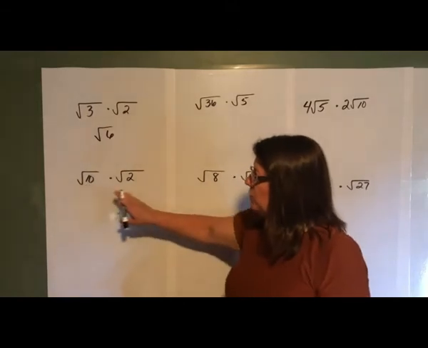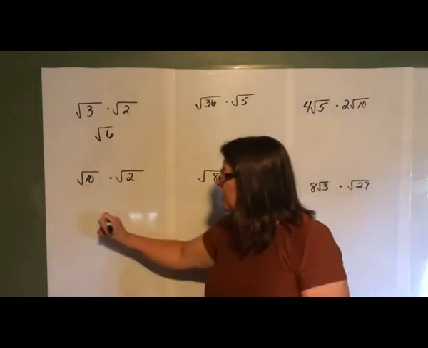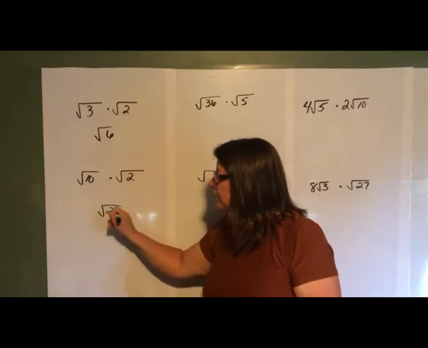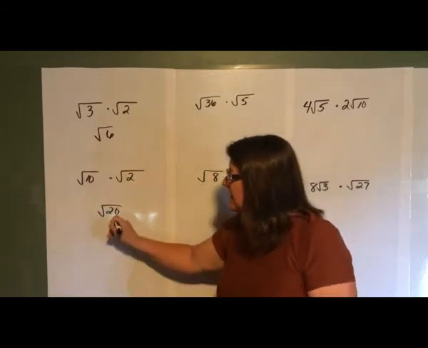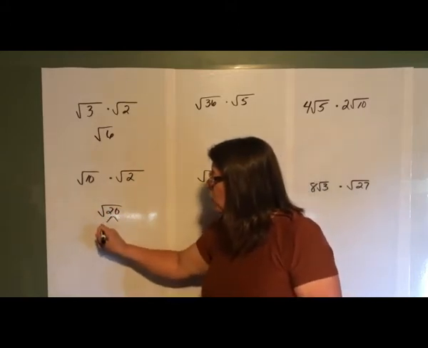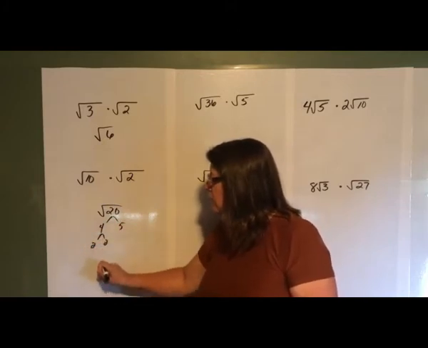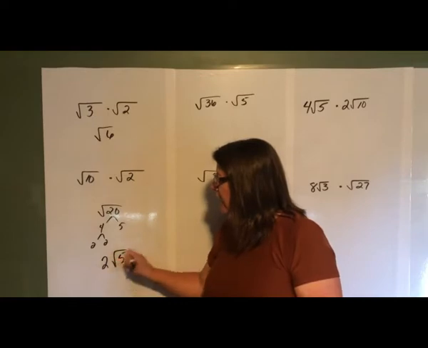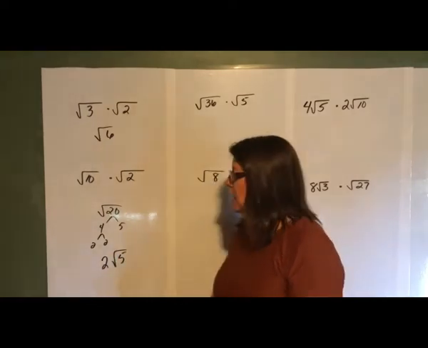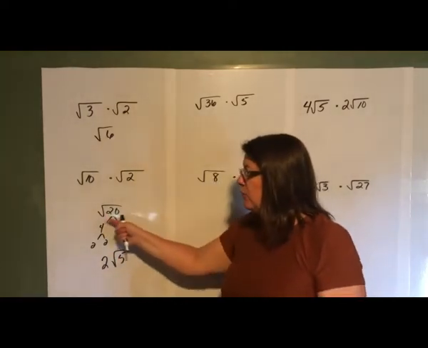So for this one, square root of 10 times square root of 2, that would be the square root of 20. And at this point then I would break that down. 20 is 4 times 5, and then the 4 is 2 times 2, so that would be 2 square root of 5 as my final answer. Okay? It is not okay to just leave it square root of 20.